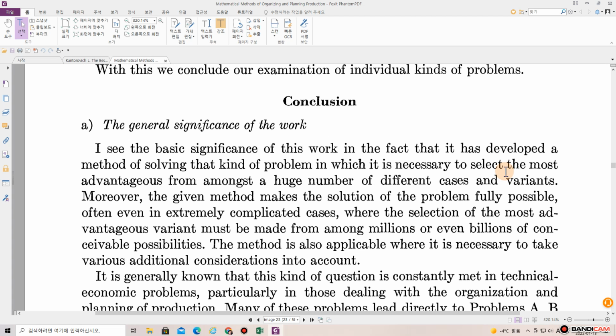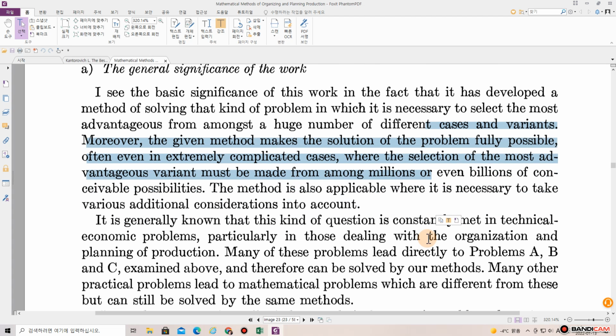Conclusion. A. The general significance of the work. I see the basic significance of this work in the fact that it has developed a method of solving that kind of problem in which it is necessary to select the most advantageous from amongst a huge number of different cases and variants. Moreover, the given method makes the solution of the problem fully possible, often even in extremely complicated cases, where the selection of the most advantageous variant must be made from among millions or even billions of conceivable possibilities.